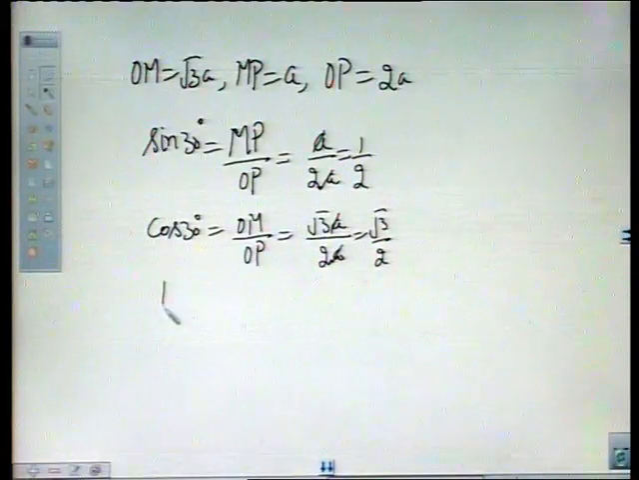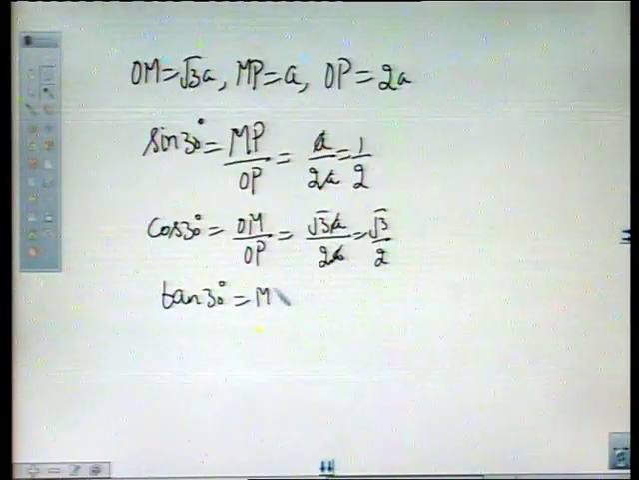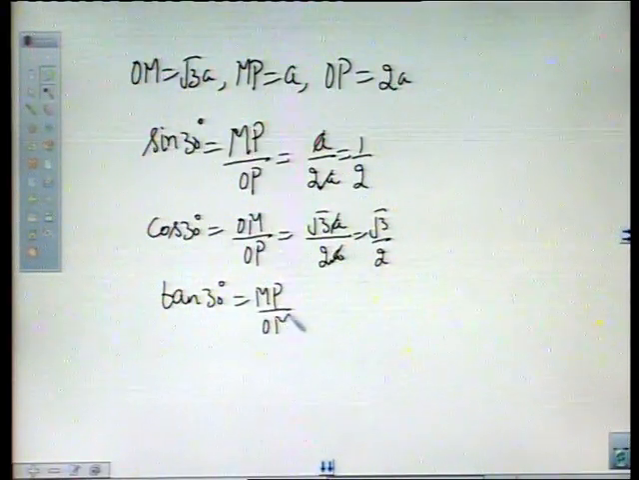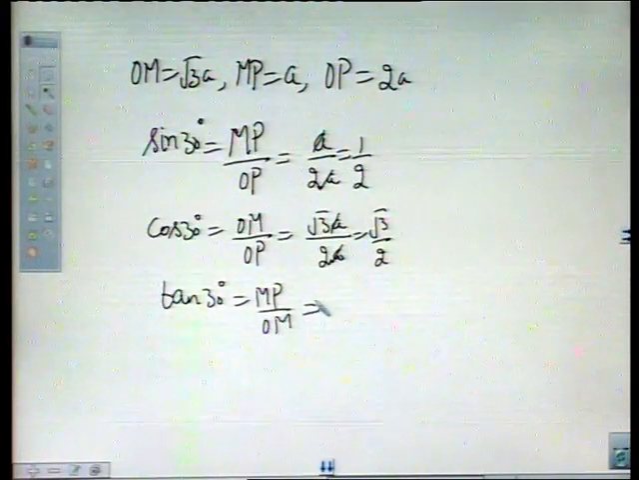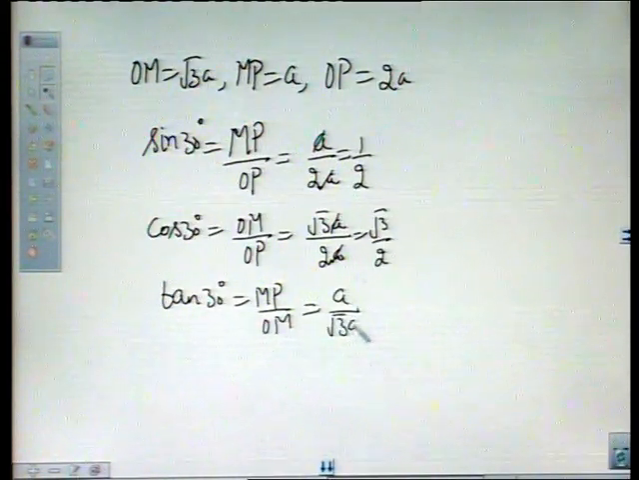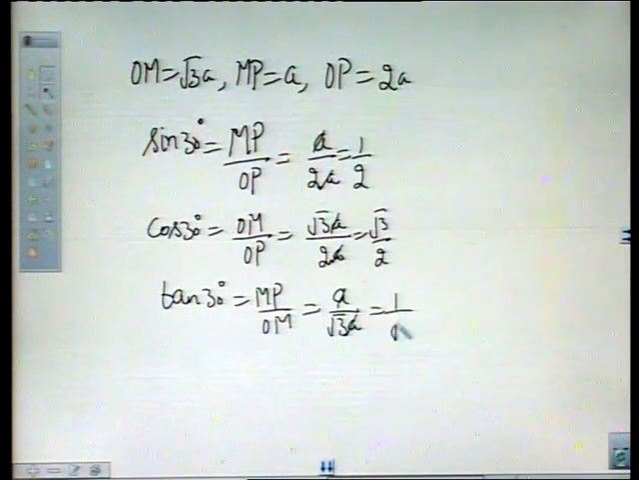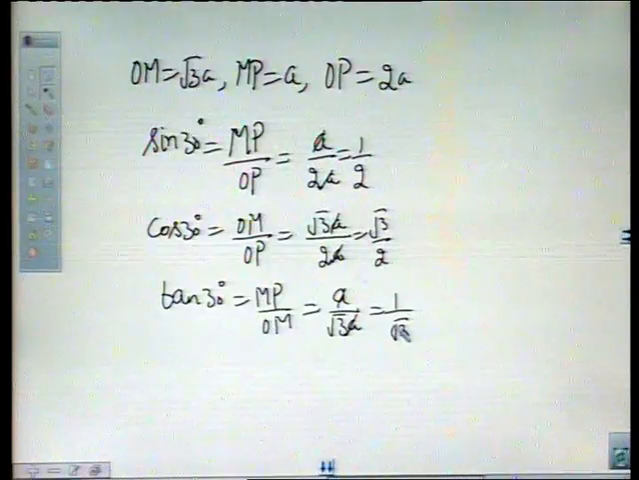Then we have tangent 30 degree. Tangent 30 is MP over OM, and value of MP is a, value of OM is under root 3a. This cancels down, we get the value of tangent 30 degree as 1 over under root 3.